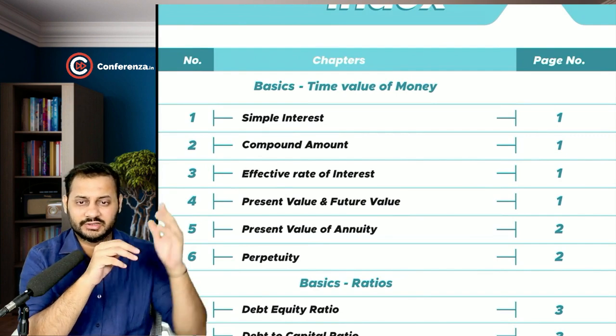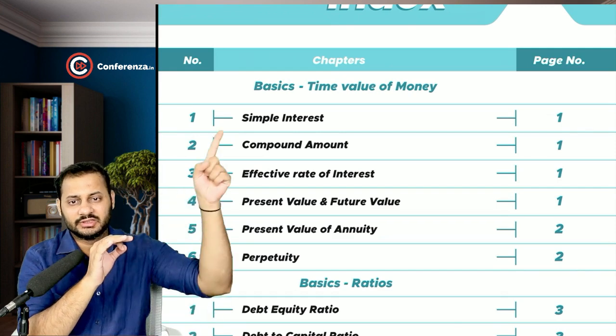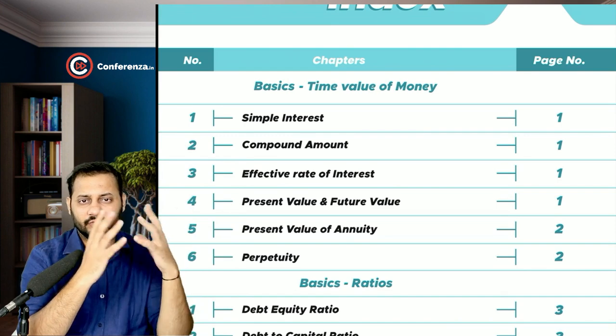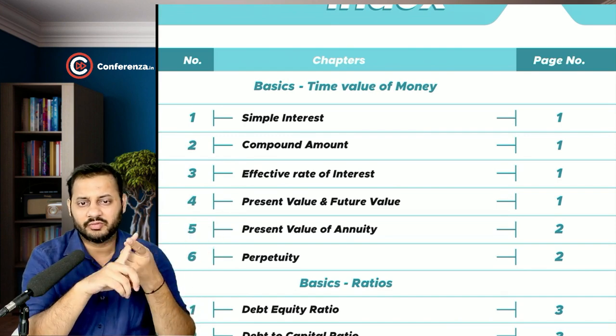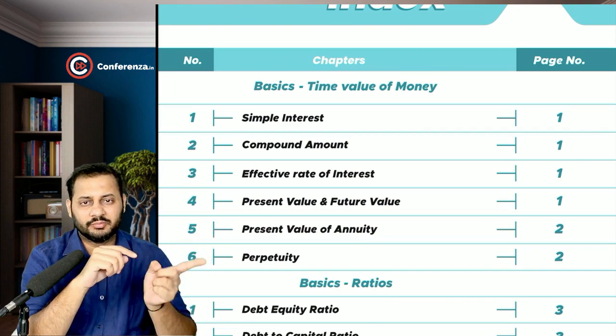The first thing is that we have discussed the time value of money, which is simple interest, in which we discussed lots of concepts. Simple interest, the formula for compound amount, effective rate of interest, present value, future value, present value of annuity, and then perpetuity.